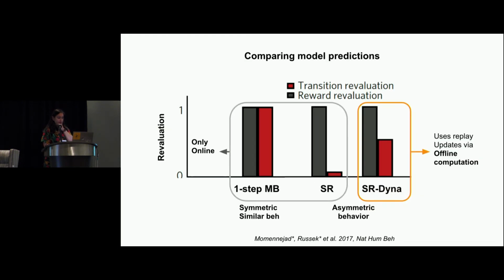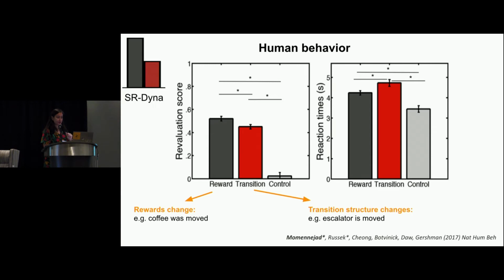So this is the hypothesis space. Model-based would do equally well on both. SR would do one, not the other, and dinosaur is going to be asymmetrical. Long story short, this is human behavior.